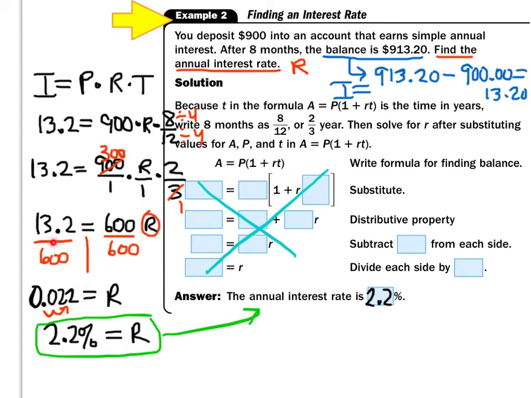I divide both sides by 600. And so when I did 13.2 divided by 600, I got 0.022. And you should show your work somewhere so you know that I did it right. And the 600s cancel, and I bring down the r. So now the r is a decimal right here, 0.022. But remember, I have to make it look like a percent. So grab that decimal point, move it 2 places to the right. So this tells you that the r, the annual interest rate, was 2.2%.